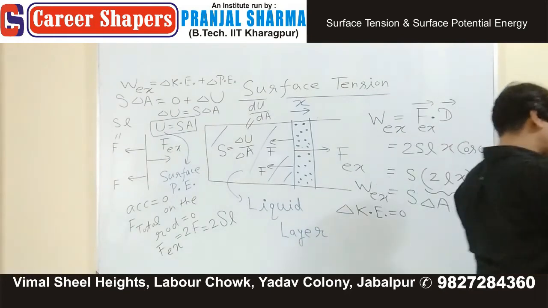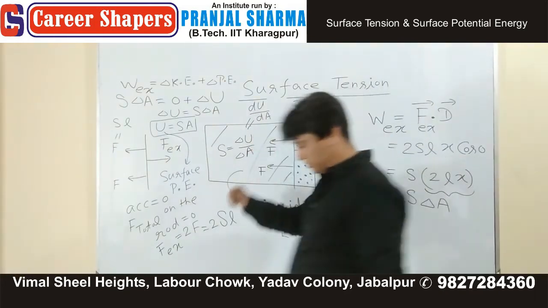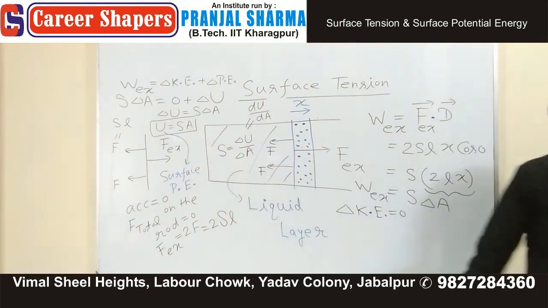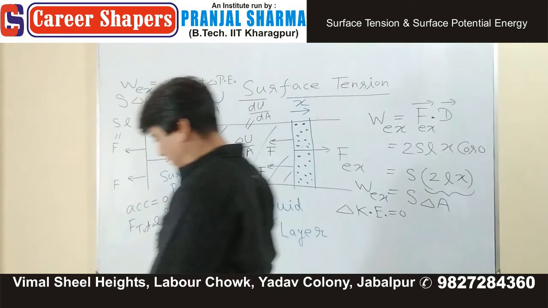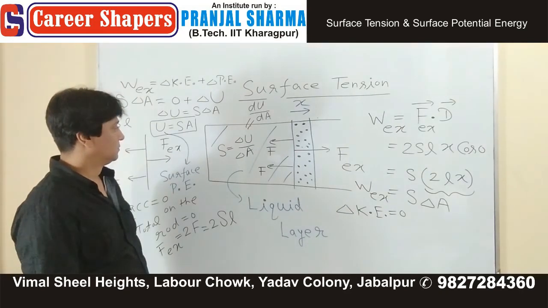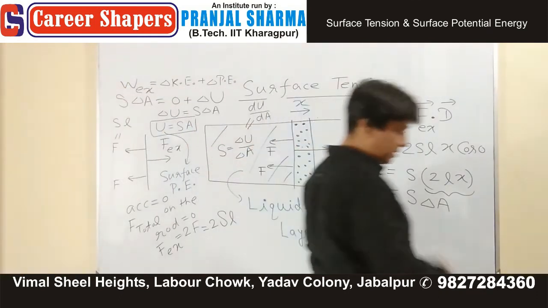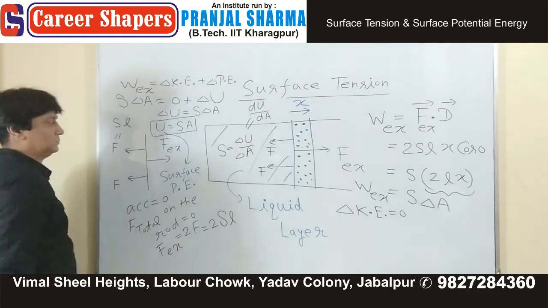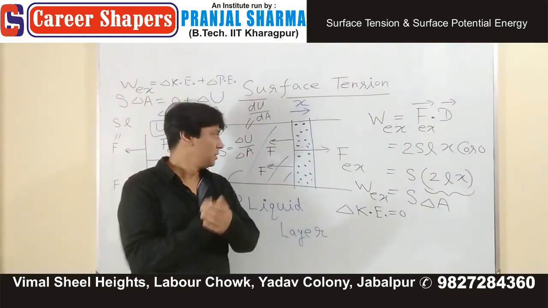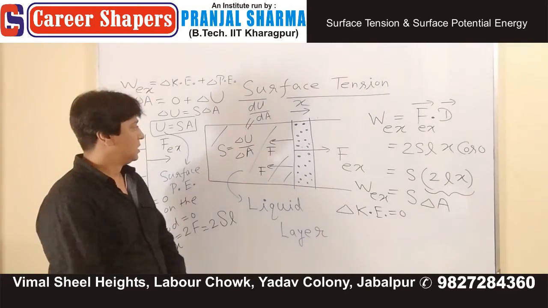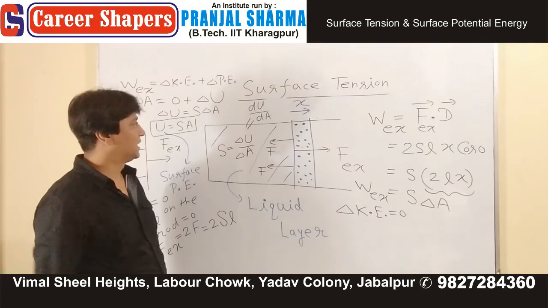Change in surface potential energy per unit change in surface area is a constant for a given liquid, and is called its surface tension.